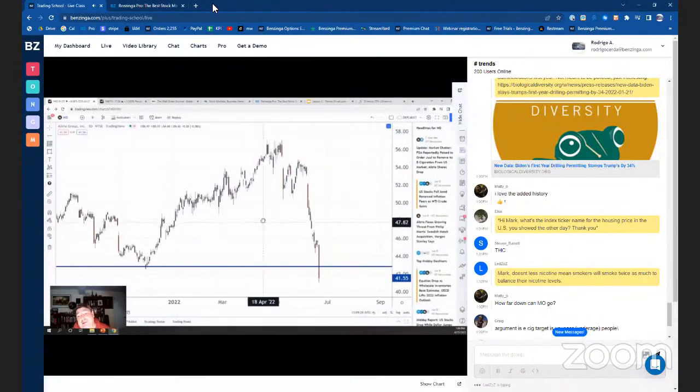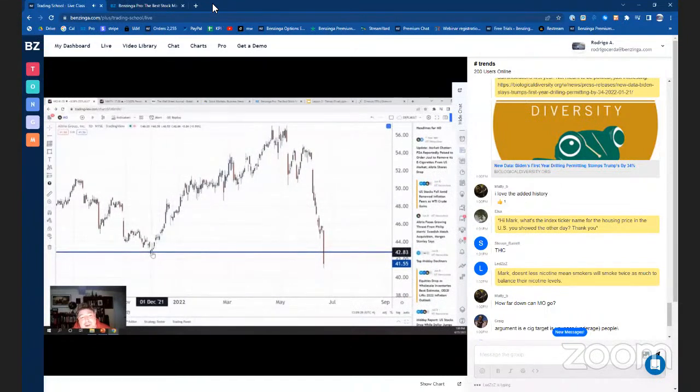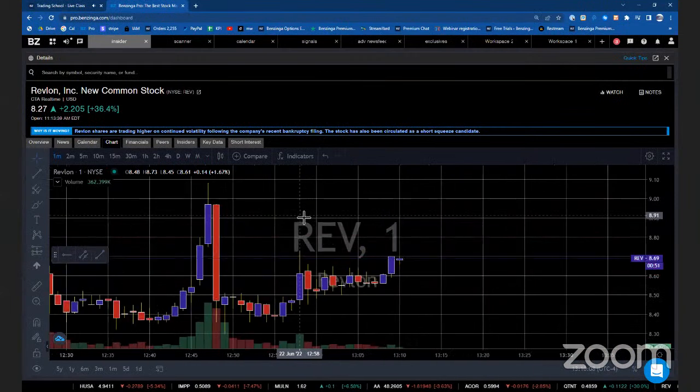Well, here's a way you could play a potential reversal, right? We got support here, so if this comes up, there's probably going to be some resistance. But if it breaks through, you get a nice move higher there.